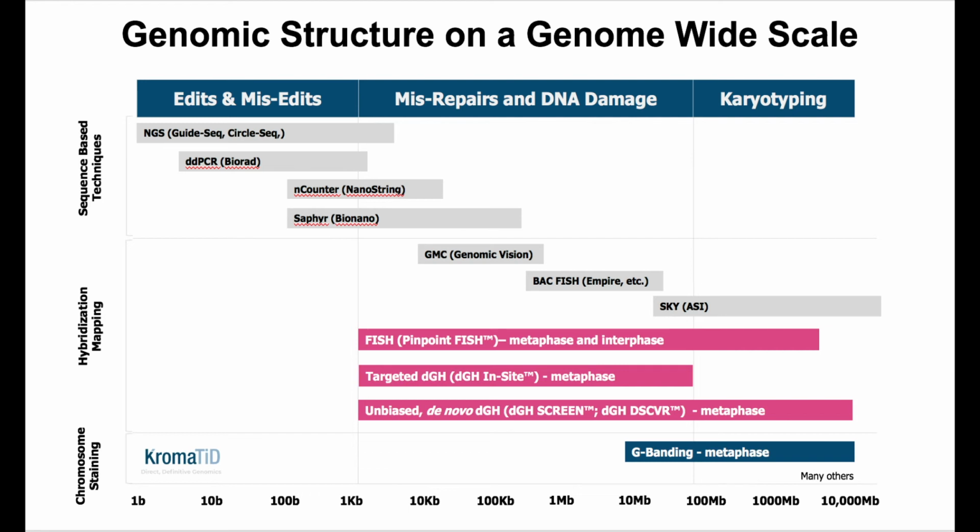Finally, there's G-banding with typical resolution of megabases. That is the current gold standard for structural analyses. However, we really are talking about orders of magnitude lower resolution than DGH. That said, KromaTiD does offer G-banding as an orthogonal analysis to DGH.